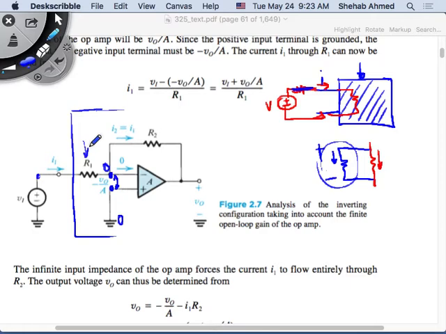Okay? What did we find last time? We found that the gain of this device is equal to minus R2 over R1. If I want a high gain, what does this mean for R1?